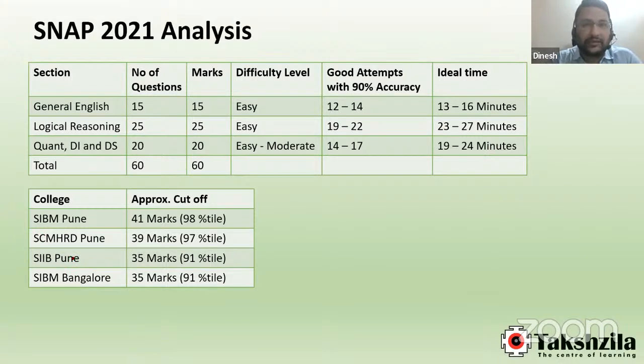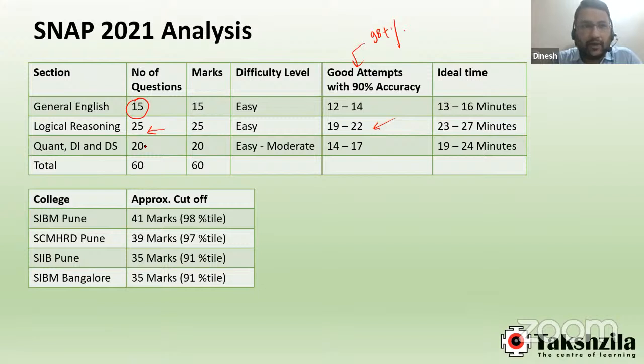If we talk about last year's SNAP paper, a good score means 98 plus percentile, everyone. Out of 15 questions in English, you were supposed to attempt around 12 to 14 with 90% accuracy. In logical reasoning, out of 25 questions, 19 to 22 questions with 90% accuracy again. And in Quant, DI and DS, out of 20 questions, the good attempts were between 14 and 17 to get 98 plus percentile, everyone. There is no sectional cutoff over here, but you need to score well in all the sections, everyone.